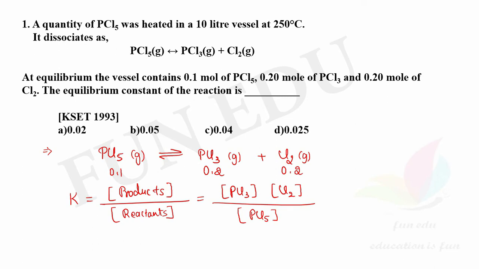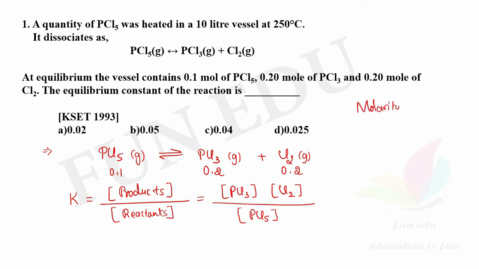Now you have to substitute the values of concentration of each term that is involved in the equation. Now what is the concentration of PCl3, Cl2 and PCl5? Concentration is not given, correct? But the moles of the substances that are involved in the reaction are given. So we know the relation, right? Concentration, which is nothing but molarity if I consider.